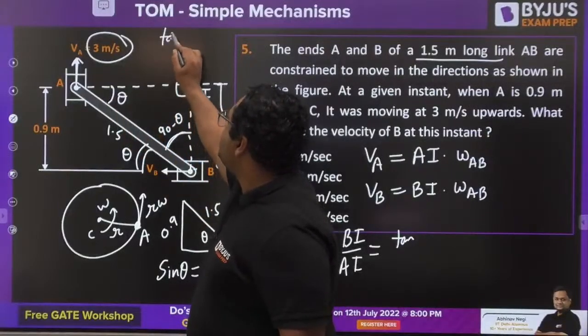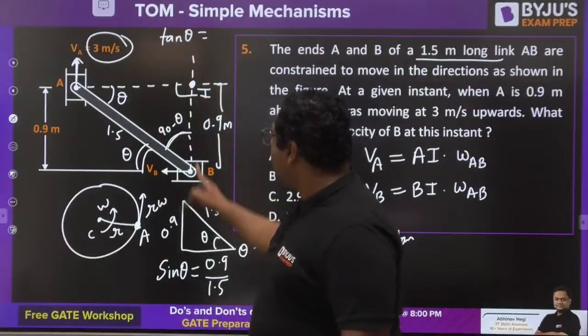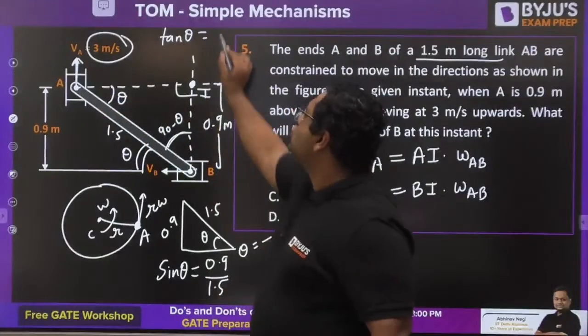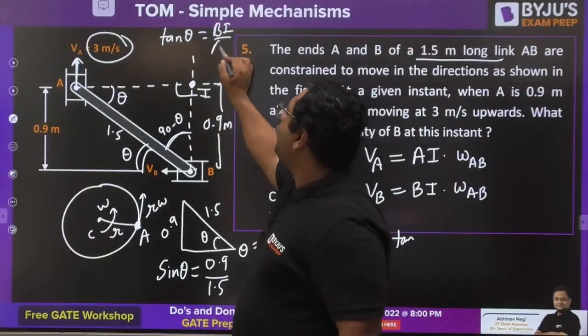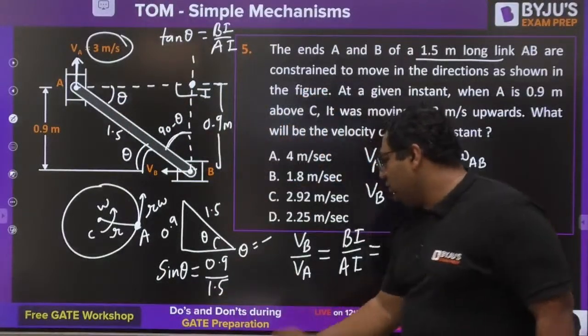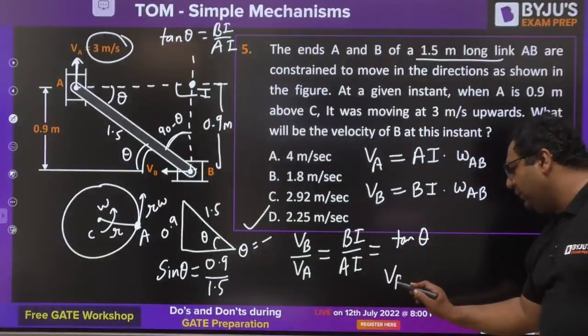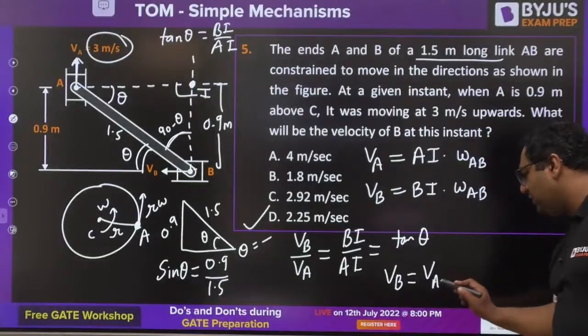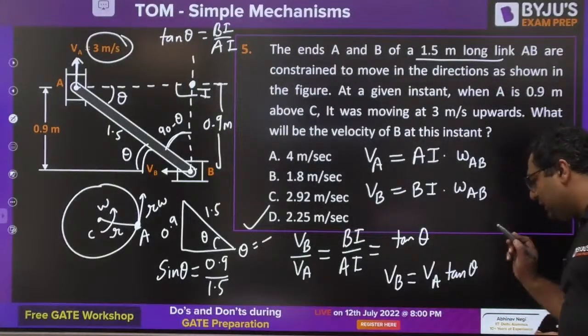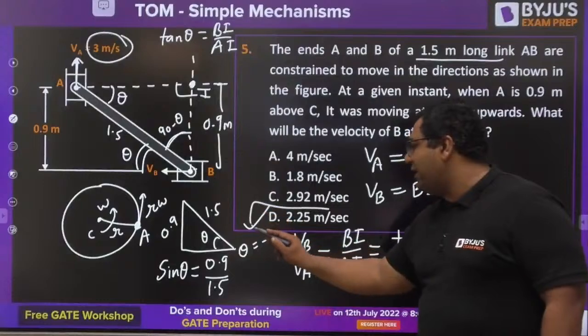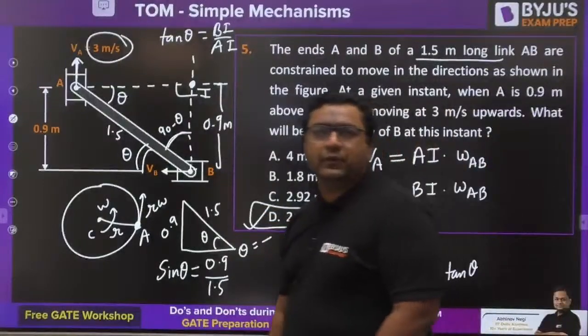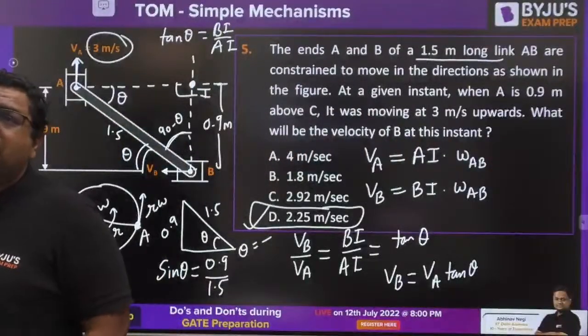So we can write tangent theta as perpendicular upon base, so BI upon AI. Theta you will be calculating from here, put it as tangent theta. You will be getting VB to be VA tangent theta. Putting the value of theta, the answer will be 2.25 meter per second. Is it clear for everyone?